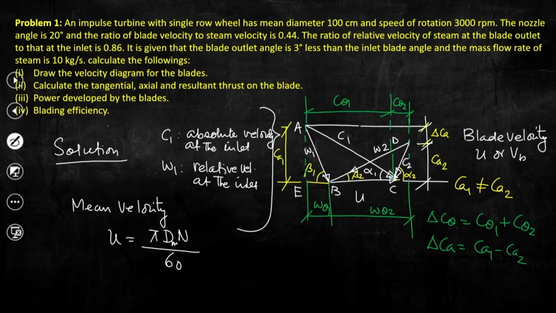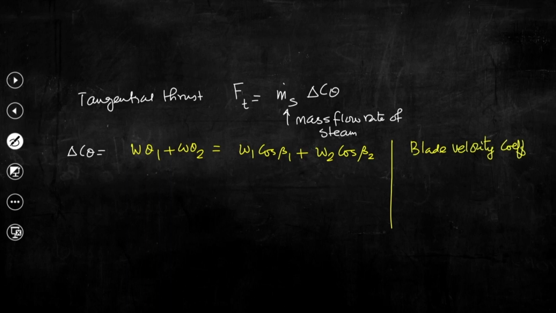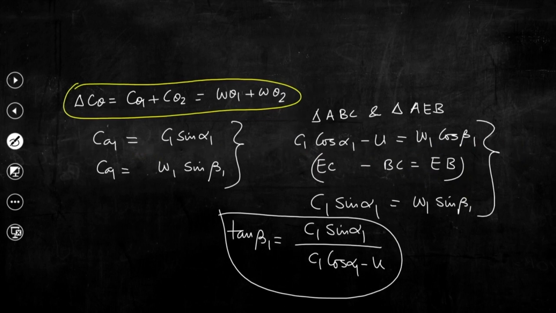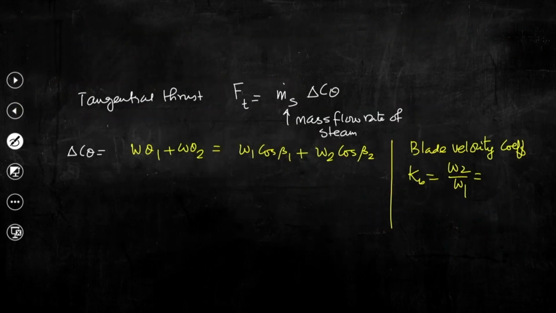Now, if we again read the problem statement, we know the blade velocity coefficient Kb equal to W2 by W1, and it is given that the ratio of relative velocity of steam at the blade outlet to that at the inlet is 0.86. What does it mean? That is W2 by W1 equal to 0.86, that is the blade velocity coefficient. So, you can understand, if we can somehow calculate W1 from the data given and using the blade velocity triangles, we will be able to calculate W2.